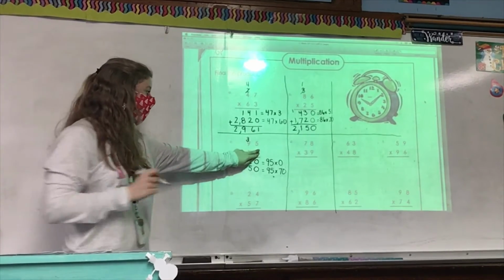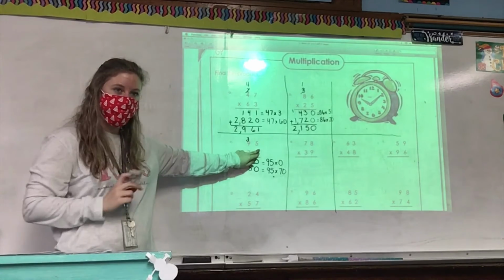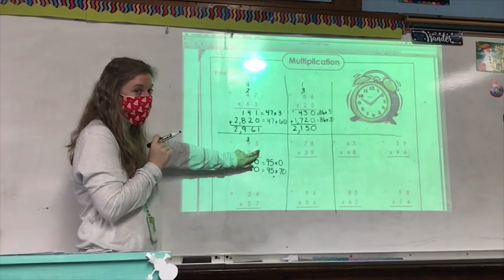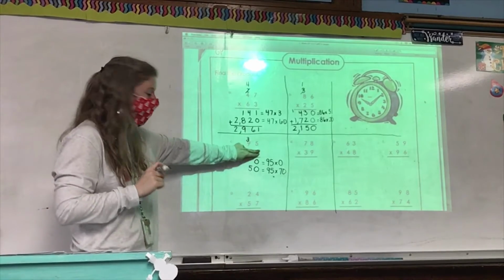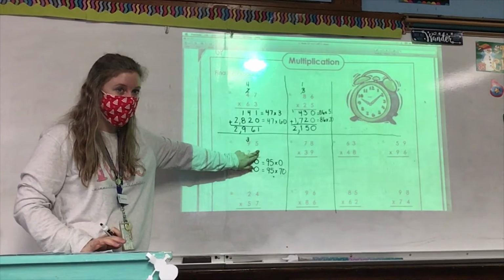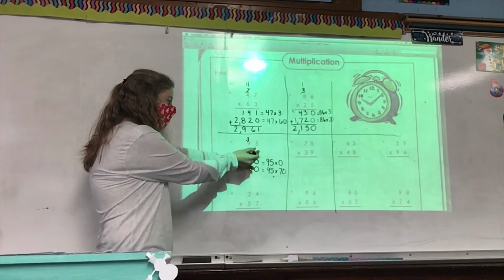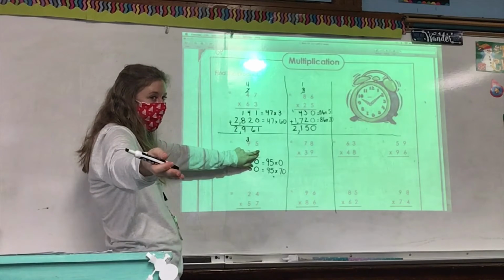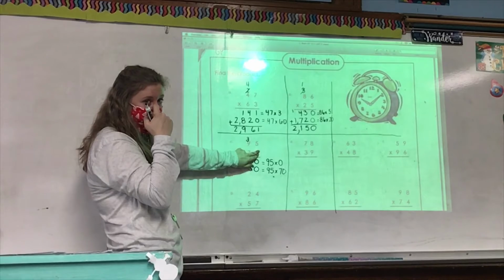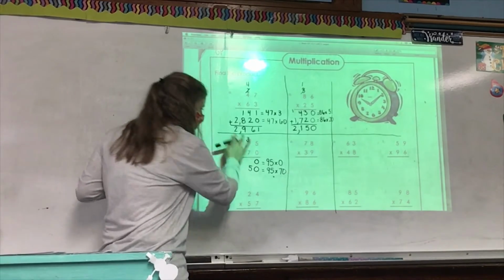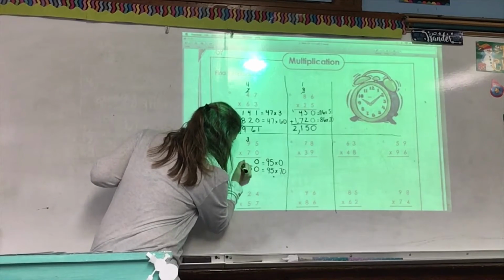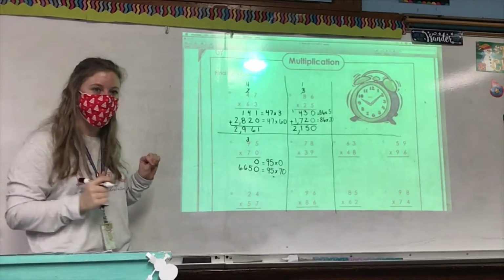Now I just solved 7 times 5, which is 35. Now what do I solve, Cullen? 7 times 9, which equals 63. Very good. But can I put 63 down here? No, because what do I have to do? Add the regroup number. So 7 times 9 is 63, plus 3 is 66. Do I have a place to regroup? No, so I'm just going to go ahead and put 66 down in my partial product.